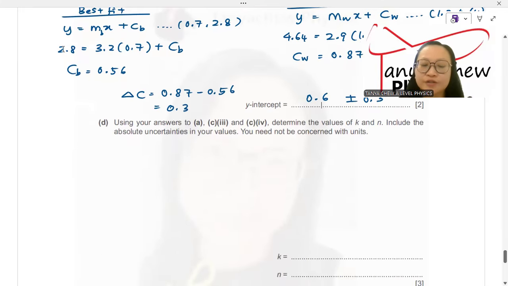D, using your answers to A, C part 3 and C part 4, determine the values of K and N. Include the absolute uncertainties in your values. You need not concern with the units. Thank God, you don't have to worry about a unit.